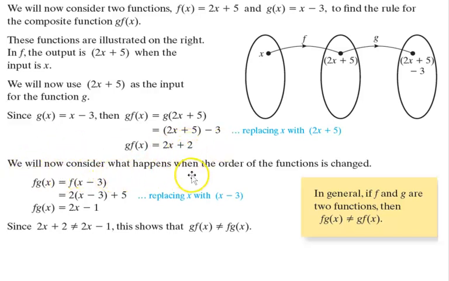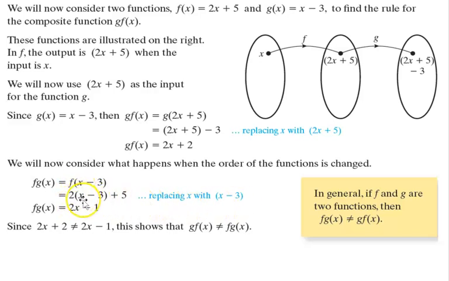We will now consider what happens when the order of the functions is changed. So if we have f after g of x, what this means is getting g of x and substituting it into the function f. So we start off with f of x minus 3. So we replace any x's in our f function with x minus 3 and make sure you use brackets. So our function f was 2x plus 5. So we're going to replace that x with a set of brackets and put x minus 3 into the brackets. So replacing x with x minus 3.